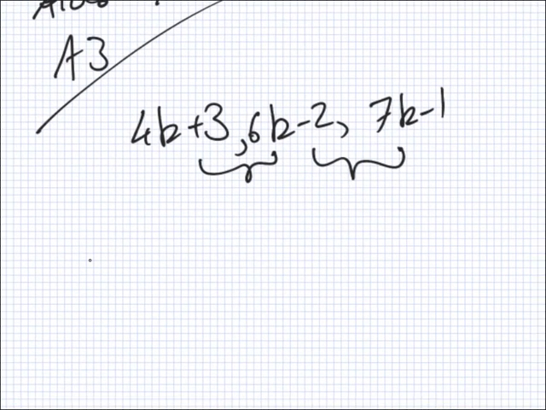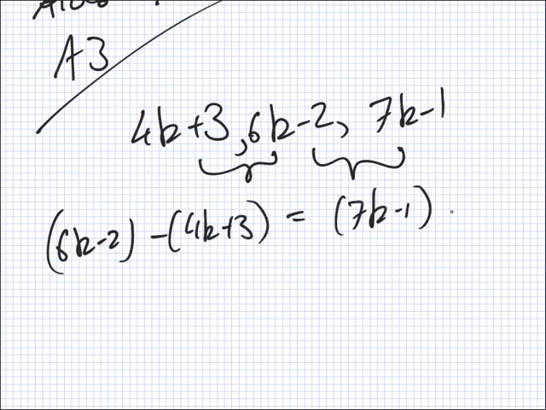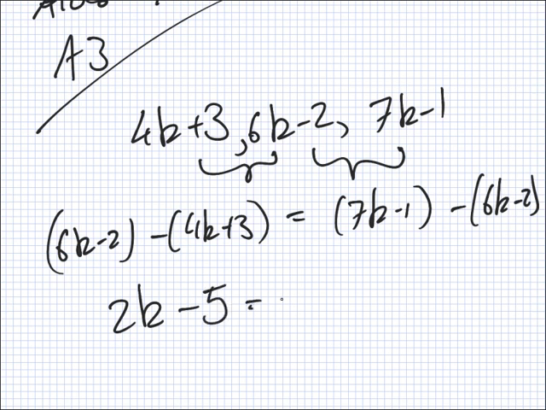So that means 6K minus 2 minus (4K plus 3) should be the same as 7K minus 1 minus (6K minus 2). So that's 2K minus 5 equals K plus 1. So that means K equals 6.